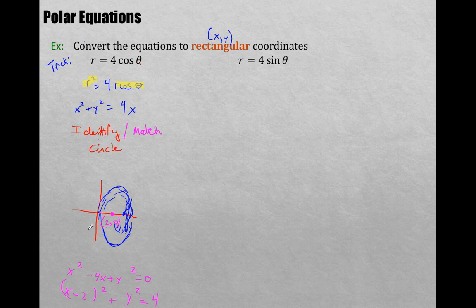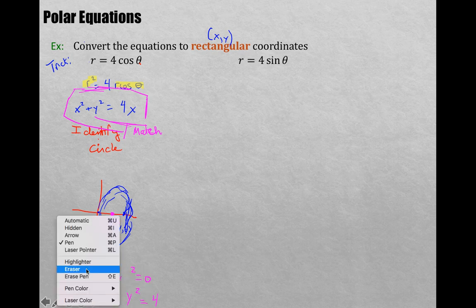If, again, you are just asked to convert, stop here. Stop. But if you need to match or identify the characteristics of that, you want to be able to say it is a circle with a center of 2, 0. Now, I want you to notice something else that's kind of cool.